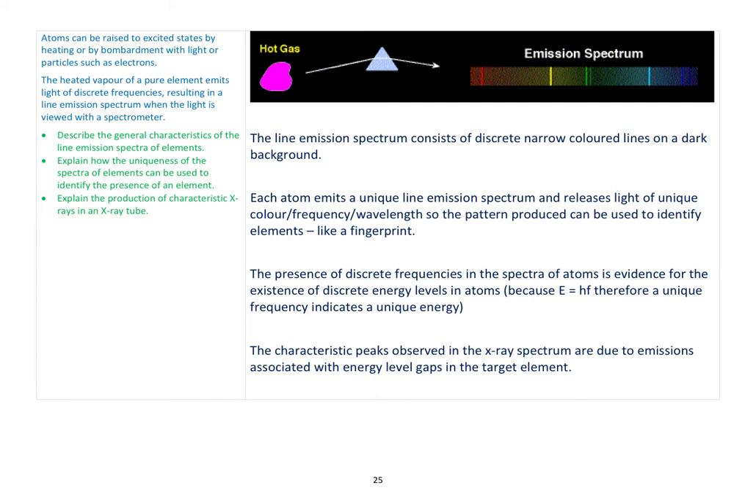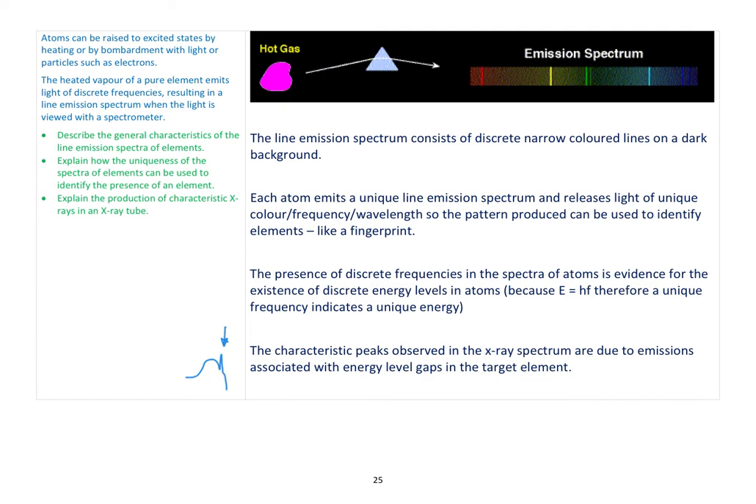Now, I just want to quickly go back to something from the previous subtopic on X-rays. The characteristic peaks observed in the X-ray spectrum are due to emissions associated with energy level gaps in the target atom. So if you remember briefly when we did the X-ray spectrum, we drew something like that, and we had those high intensity peaks near the top, like that. So they were actually associated with these energy levels within the target atom, and it being basically more likely to release photons that corresponded to those energy level gaps. We don't need any more detail than that, but the reason for those high intensity peaks is because of the energy levels in the target atom.